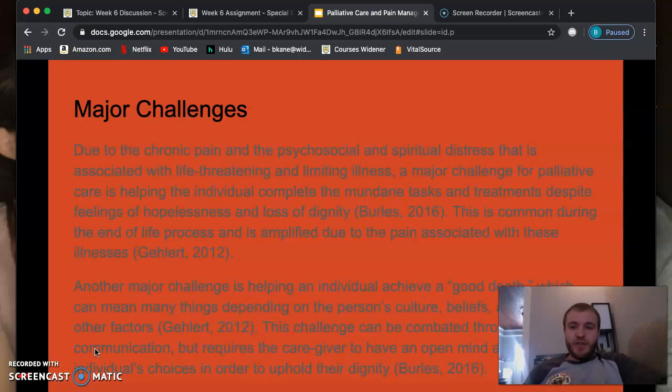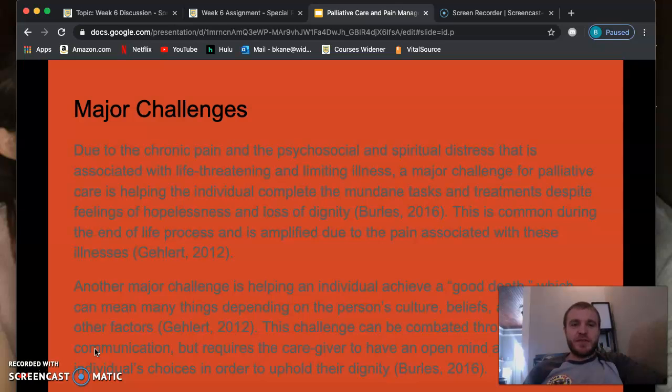Some of the major challenges that pop up in palliative care and pain management are due to the chronic pain and the psychosocial and spiritual distress that is associated with life-threatening and limiting illness. A major challenge for palliative care is helping the individual complete the mundane tasks and treatments despite feelings of hopelessness and loss of dignity. The mental health aspect of palliative care is very crucial.